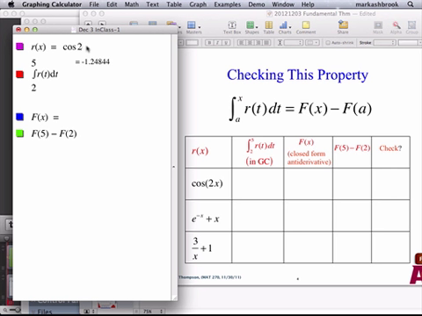So right here, the integral from 2 to 5 of R of t dt, what does that mean? Tell the person next to you, take turns, what does that mean? Take turns telling the person next to you, what does the integral from 2 to 5 of R of t dt mean? Go.